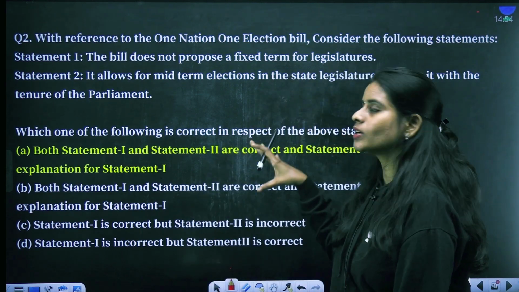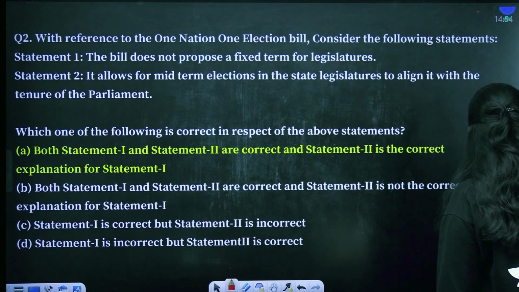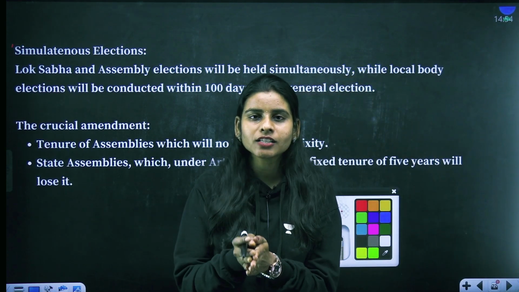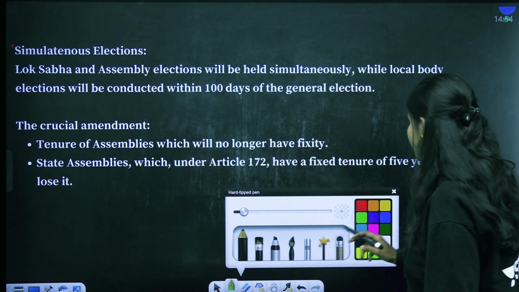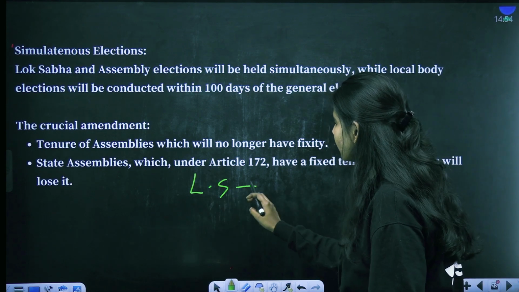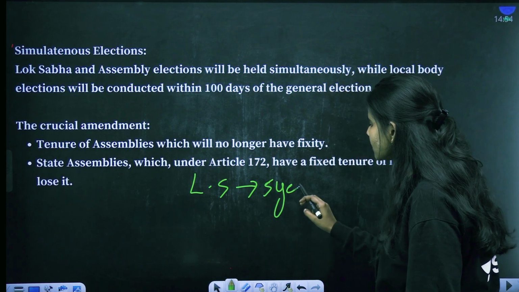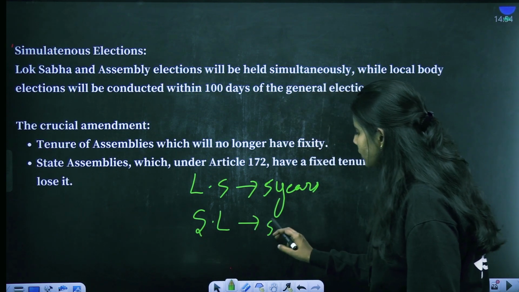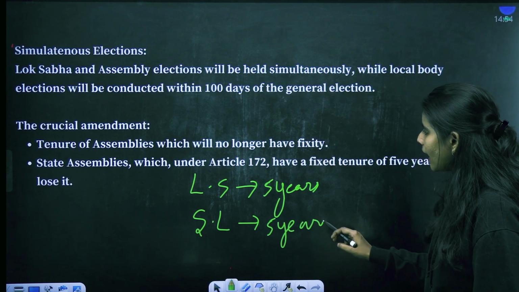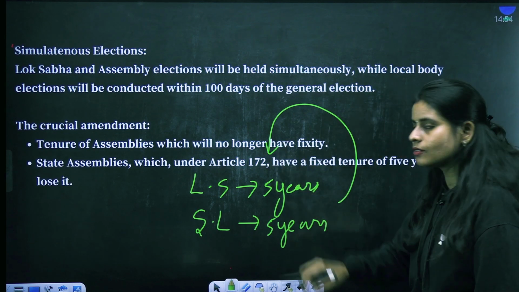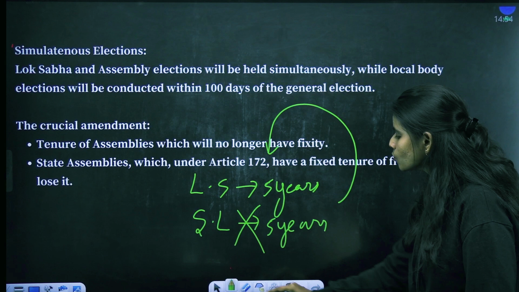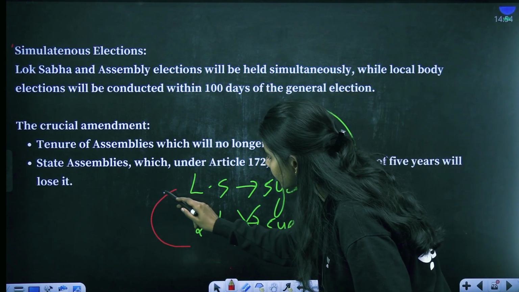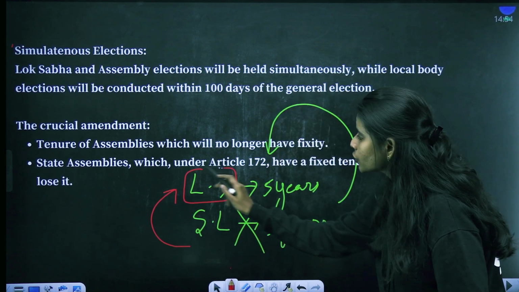Now, let's try to understand this in detail. So what this bill is basically trying to do is to fix the tenure of the Lok Sabha to 5 years, okay, and not fix the tenure of the state legislatures to 5 years as we have currently in Article 172, so as to enable the state legislatures to have the election along with the election of the Lok Sabha.